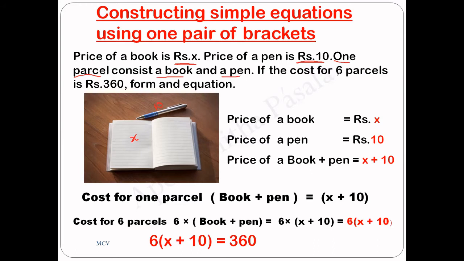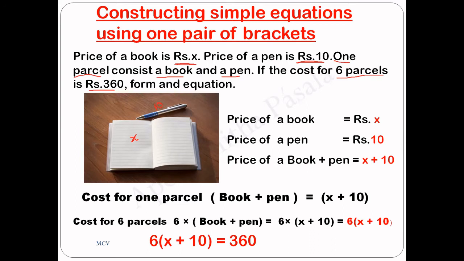If the cost for six parcels is 360 rupees, form an equation. In one parcel, there is a book and pen. Book is X rupees. Pen is 10 rupees. So, what is the cost of one parcel? Price of a book is X rupees. Price of a pen is 10 rupees. So, in one parcel, there is one book and one pen.